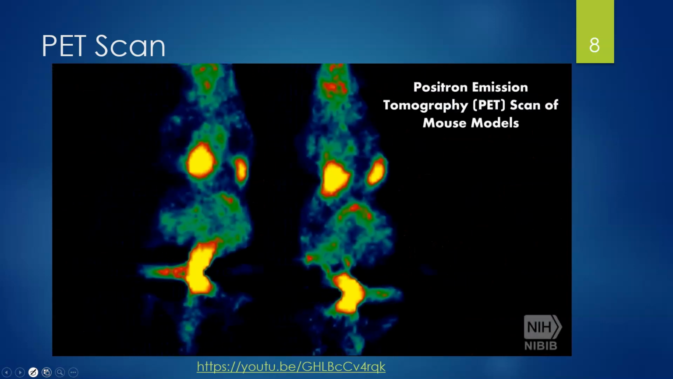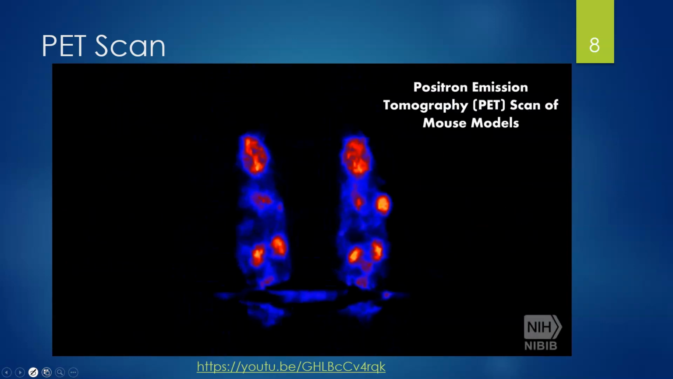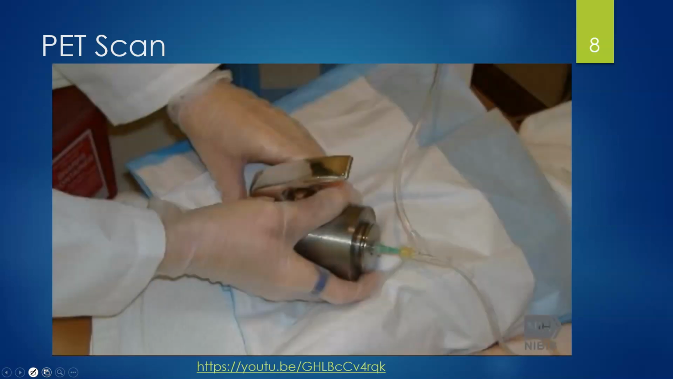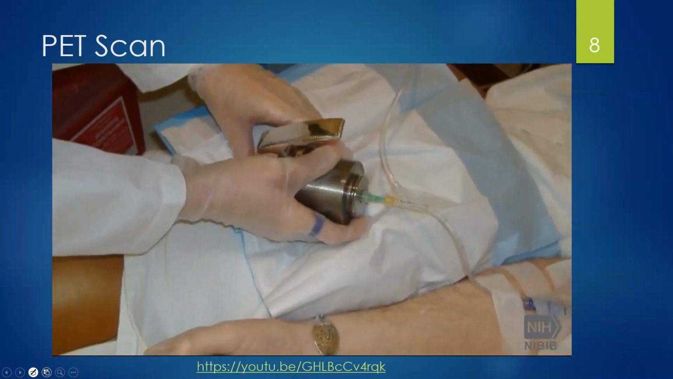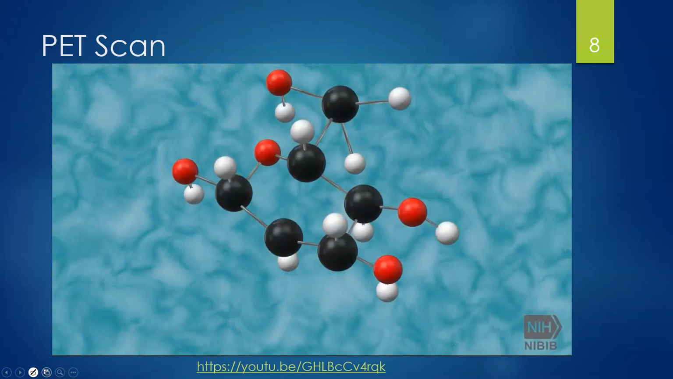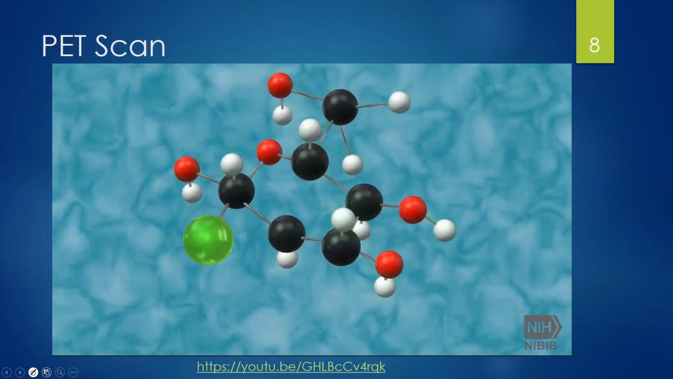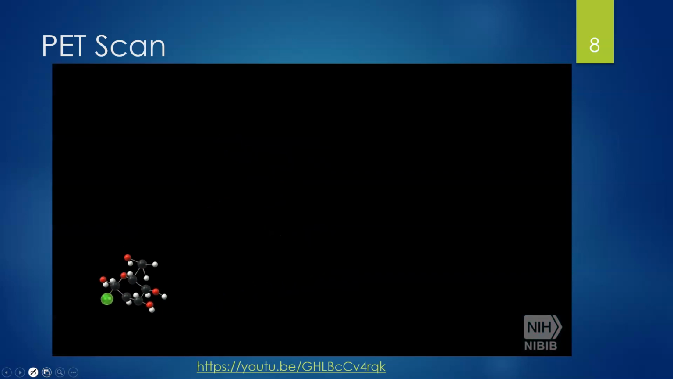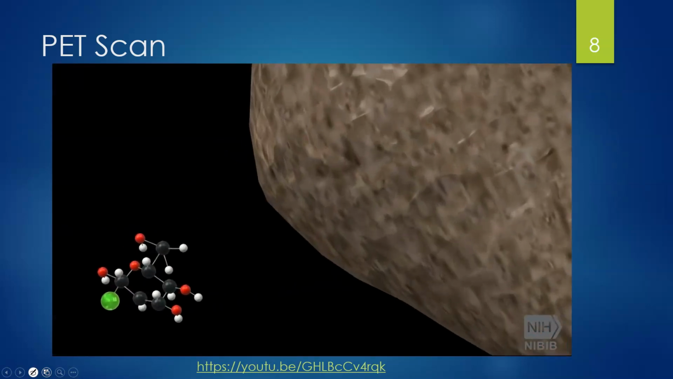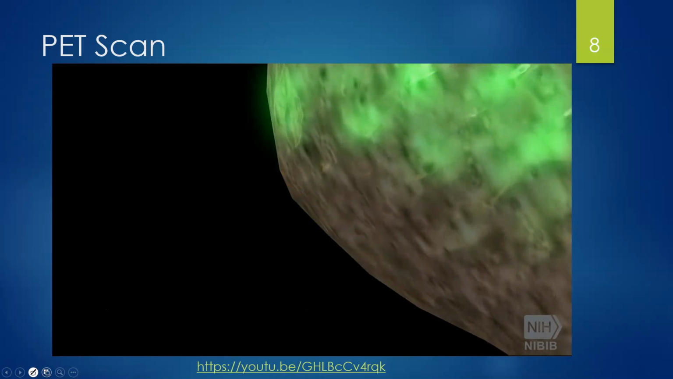A PET scan creates 3D images of the body. It does this by using radioactive tracers, which are usually administered to a patient through intravenous injection. The tracers are made up of carrier molecules that are tightly bonded to a radioactive atom called an isotope. The carrier molecule can interact with or bind to specific proteins or sugars in the body.